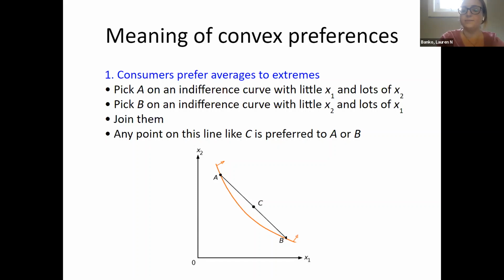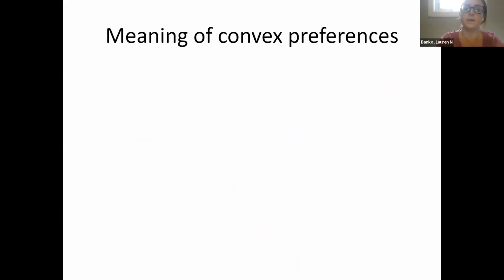We prefer, not equal necessarily, but a good mix of our goods. We like both of them, and having more of one or the other isn't going to make us too happy. We'd rather a mix of them.